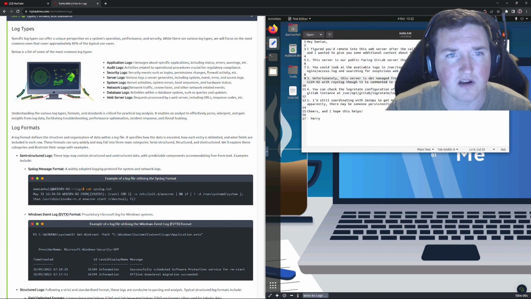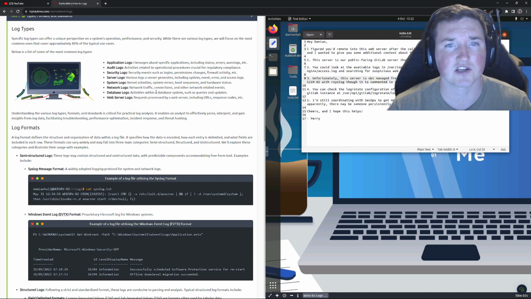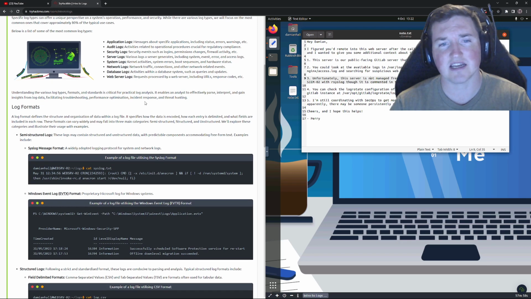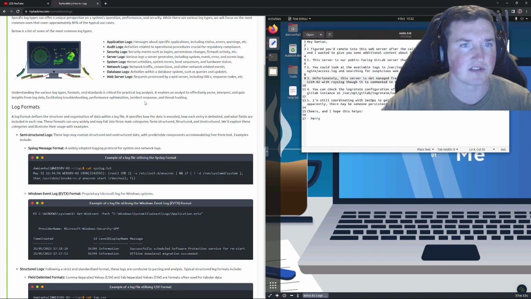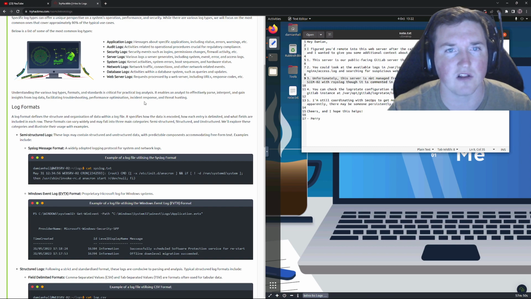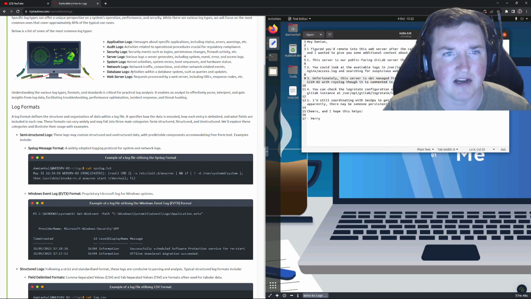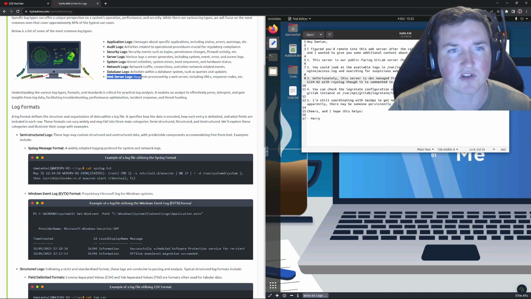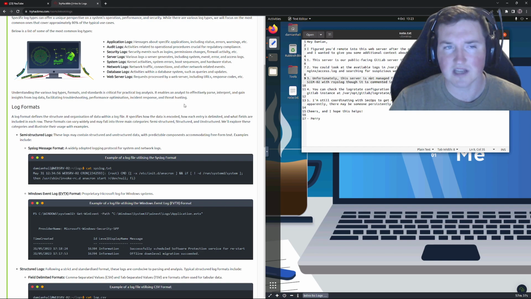Now, network logs. This is exactly what it sounds like. Anything going on the network, right? Network traffic, connections, anything like that. Database logs. Again, like I said, if you have a login or you have a SQL database, anything like that, and it's reaching back and forth to get information, this is where it's going to log that information. And then web server, this is actually what I was talking about with the server logs, but this is a specific type of server log. So requests processed by a web server, including URLs, response codes, etc.